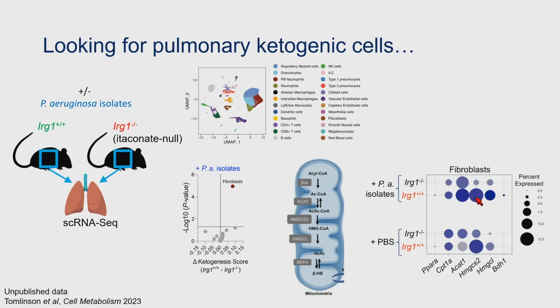You can see that, for example, the rate-limiting step gene, HMGCS2, is promoted by itaconate in the presence of Pseudomonas aeruginosa, and also HMGCL, which participates in the production of acetoacetate, and BDH1, which participates in the production of beta-hydroxybutyrate. So it looks like itaconate is promoting a ketogenic response in these local fibroblasts in the airway, and maybe Pseudomonas is exploiting this cell to promote this ketogenic environment and to help the host to activate disease tolerance.